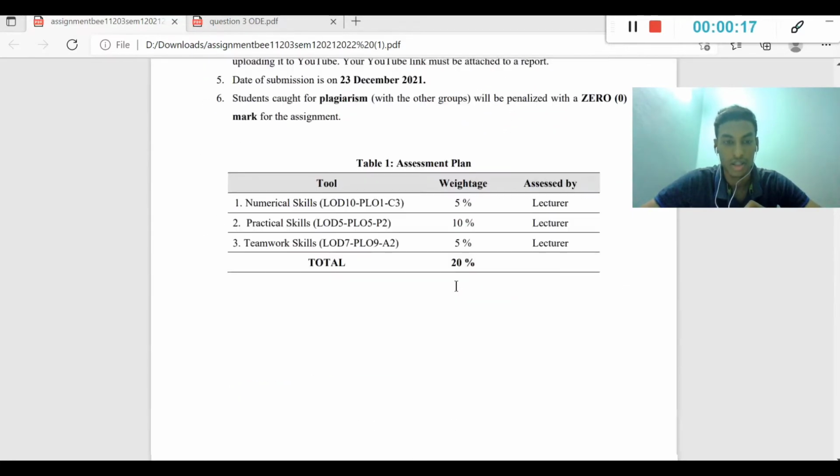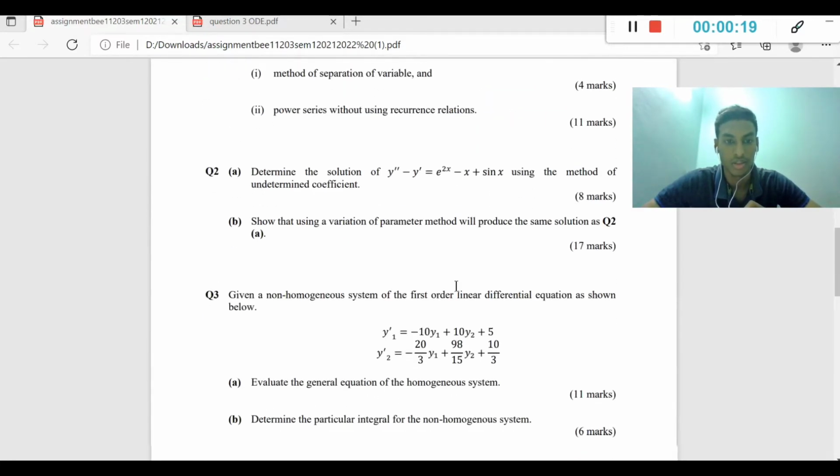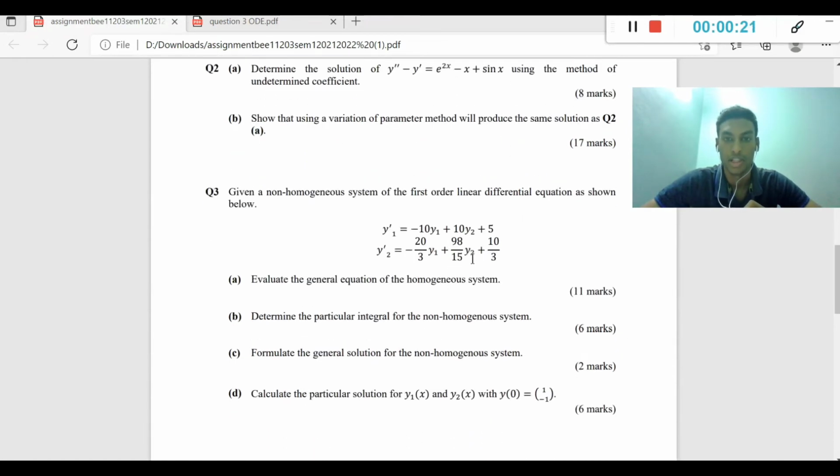So I will be presenting question part 3. As you can see at this question part 3, given a non-homogeneous system of first order linear differential equations as shown below, we have to evaluate the general equation for the homogeneous system, determine the particular integral, formulate the general solution, and finally calculate the particular solution.